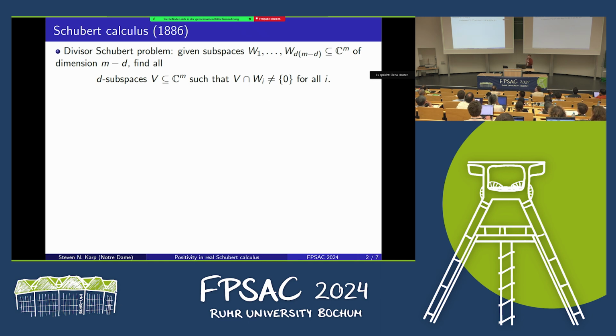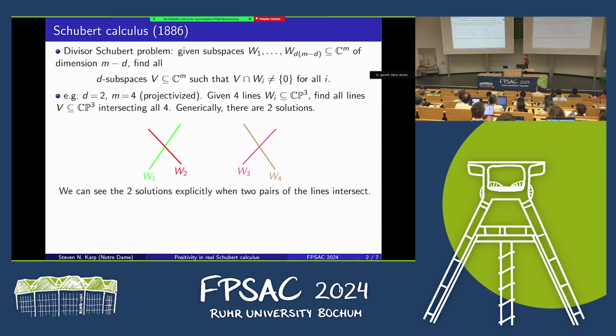So the idea here is that these w_i's have codimension d, v has dimension d. So generically, when we intersect a dimension d and a codimension d subspace, we expect to get the origin. So what we want is for the general behavior not to happen. We want v to be in special position with each of these w_i's. And why do we have d times m minus d of these w_i's? Well, that's because d times m minus d is the dimension of the space of all v's. So it's plausible that if we have dimension-many conditions, we'll get a finite number of solutions. And it turns out we do get a finite number of solutions.